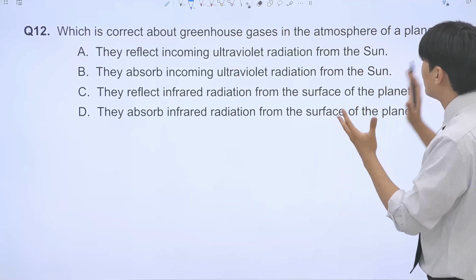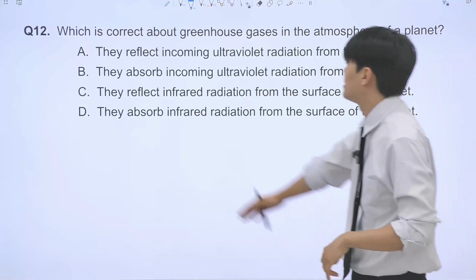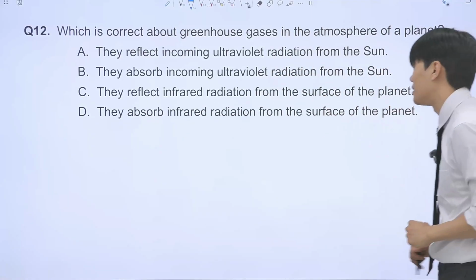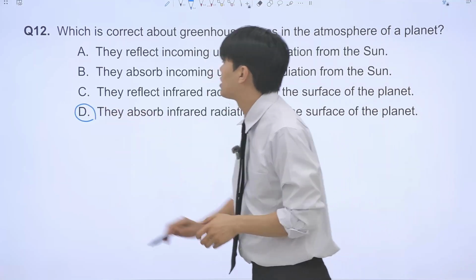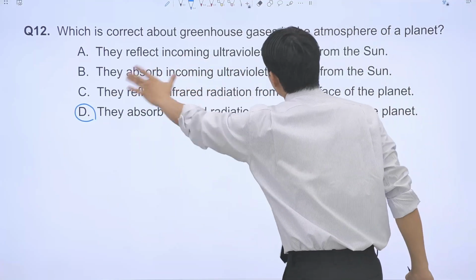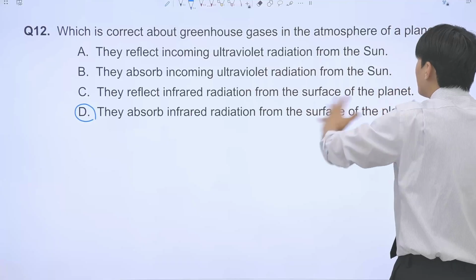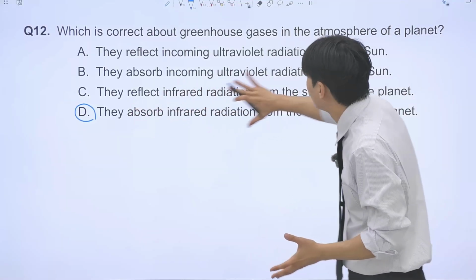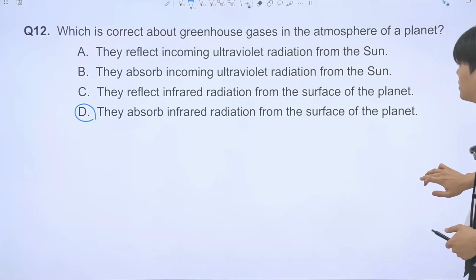So which one is the right one? They said they observed infrared radiation from the surface of the planet. That's the correct one, okay? Because some students might think they observed the incoming radiation, but that's not correct. It just has to be observed from the surface, okay? So D must be the correct answer.